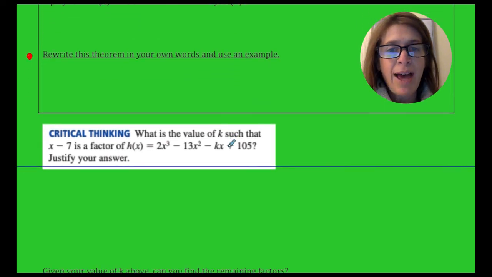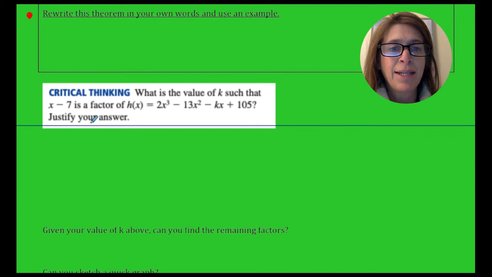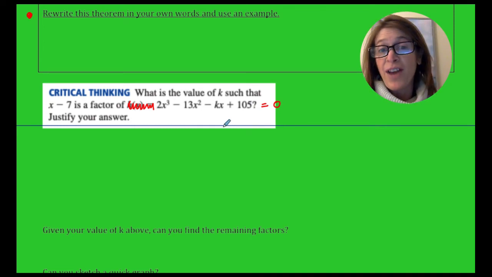It says, what is the value of k such that x minus 7 is a factor of the polynomial h of x equals 2x cubed minus 13x squared minus kx plus 105? Okay, well, if we think about that, if it's a factor, that means the function has to equal 0, and that means you'd have to break it up into parts to see what the factors are.